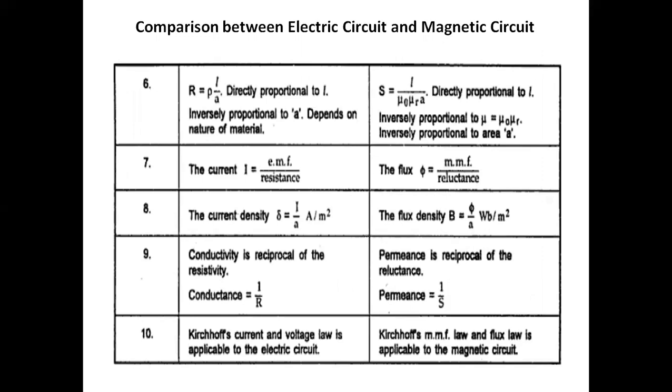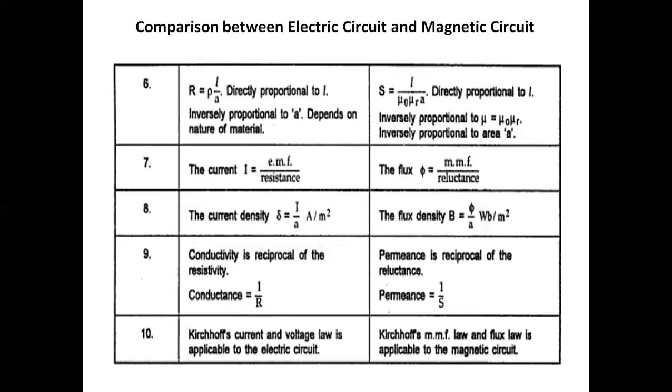Resistance, you know the resistance formula: R equals rho L by A. So R is directly proportional to the length and inversely proportional to the area, and also depends upon the nature of the material. Reluctance is sometimes denoted by capital R, or sometimes by S. S is equal to L by mu A. L is the length, A is the area, and mu is the permeability, mu equal to mu naught into mu R.